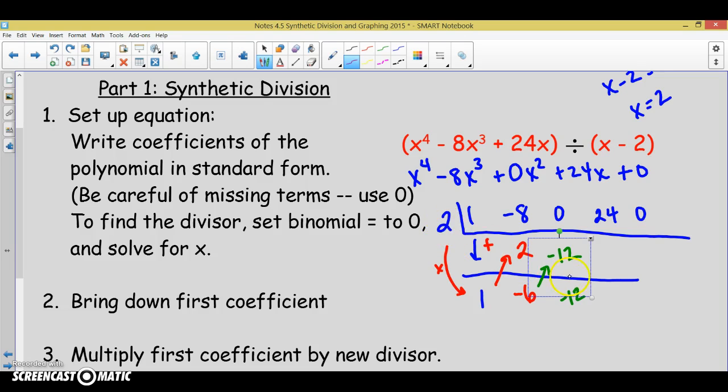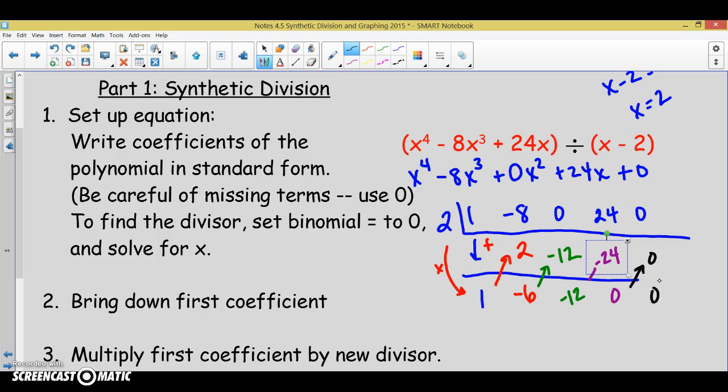Then next I'm going to multiply 2 times the -12. And that's going to give me a -24. And if I add 24 plus -24, that's 0. And then if I do the last set, 2 times 0 gives me 0, and 0 plus 0 is 0.